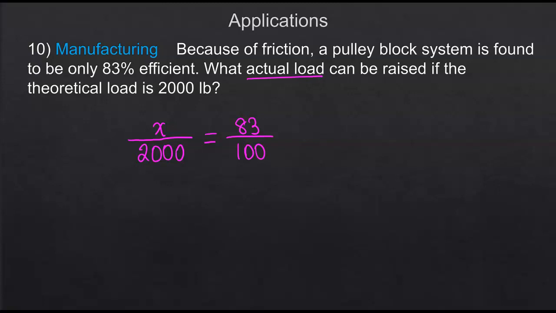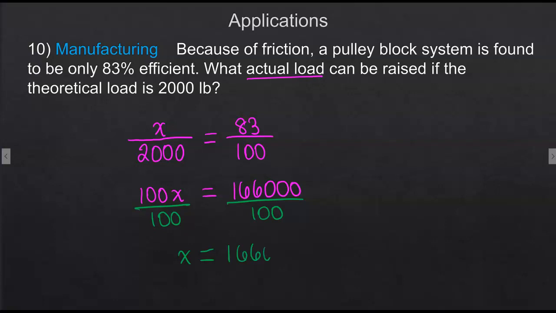So we cross multiply. We're going to divide by 100. And we find that it is 1,660 pounds, the actual amount. So it's not raising 2,000 pounds, but it will work for 1,660 pounds.